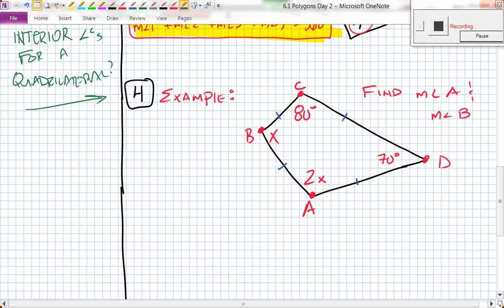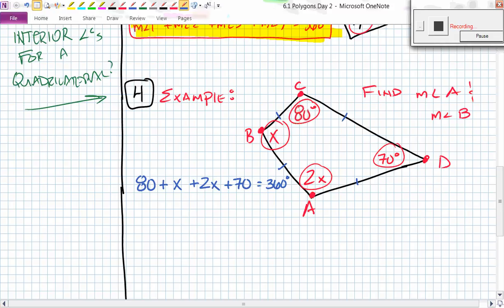So, does anybody have a good game plan here that we could use? Abby, what do you think? Okay, so 80 plus x plus 80 plus 2x plus 70 equals 360. You got it. That's totally right. If you add up all the angles, it has to be equal to 360 degrees. So let's just go ahead and do that. 80 plus x plus 2x plus 70 all has to be 360.